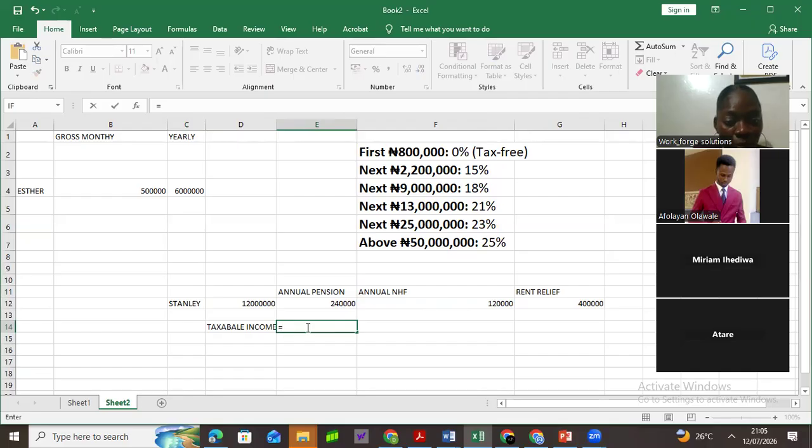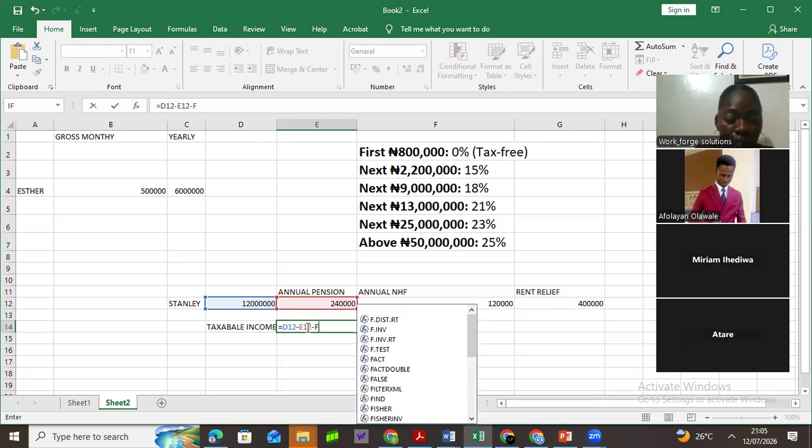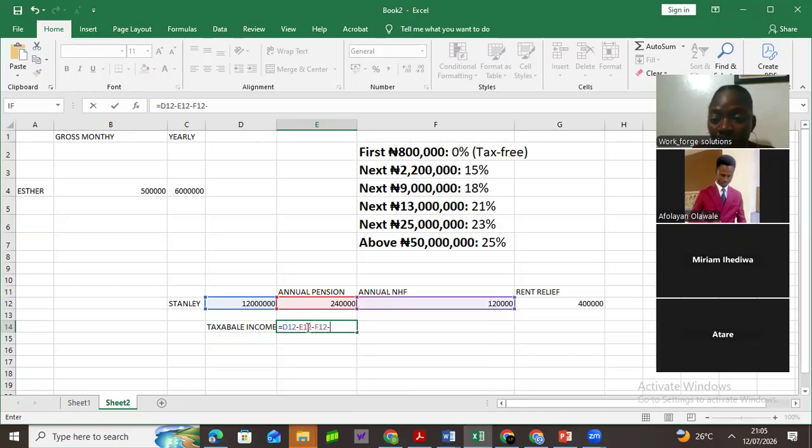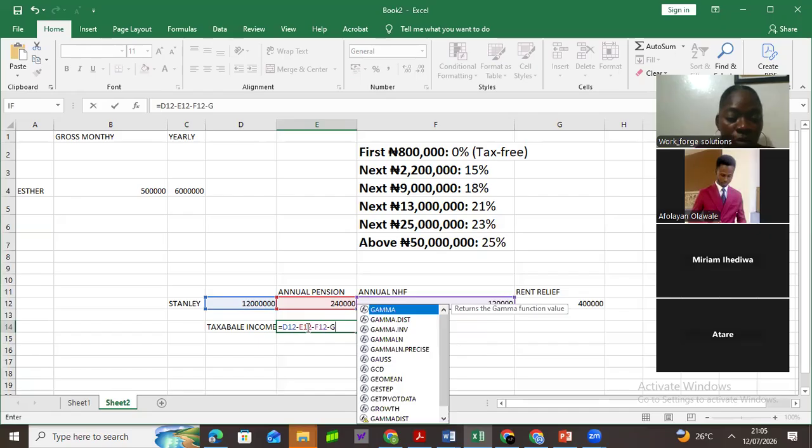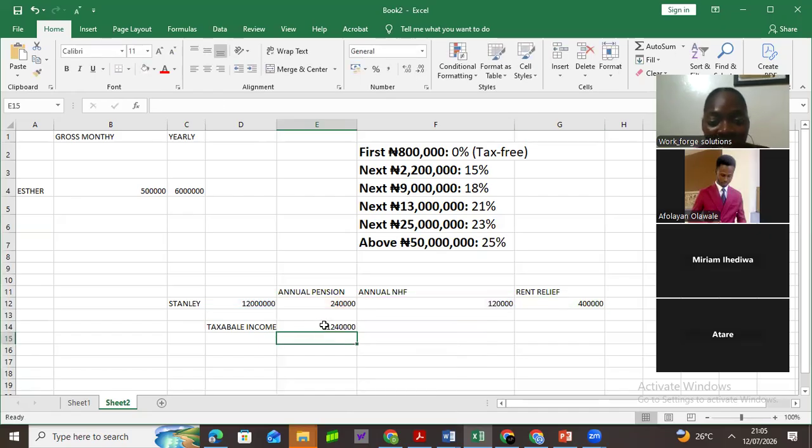This is D12. This is 12 million naira, right? Or 120 million naira, but I don't know. D12, that's the annual gross, minus the annual pension, that's E12. Minus pension, F12. Minus rent relief, G12. So our taxable income is 11 million. Am I right? 112 million, 400,000, right? Okay.